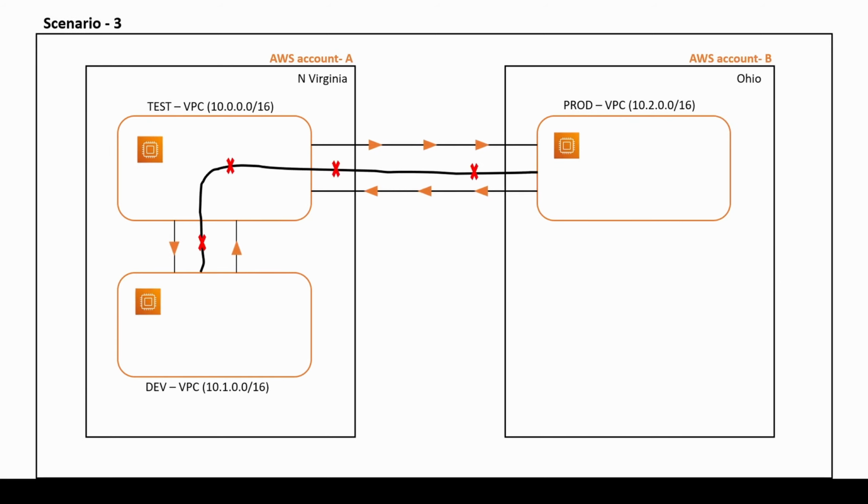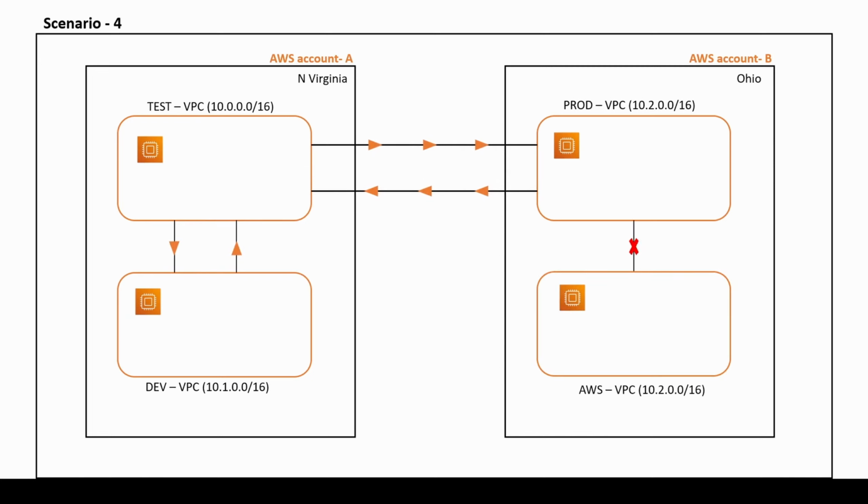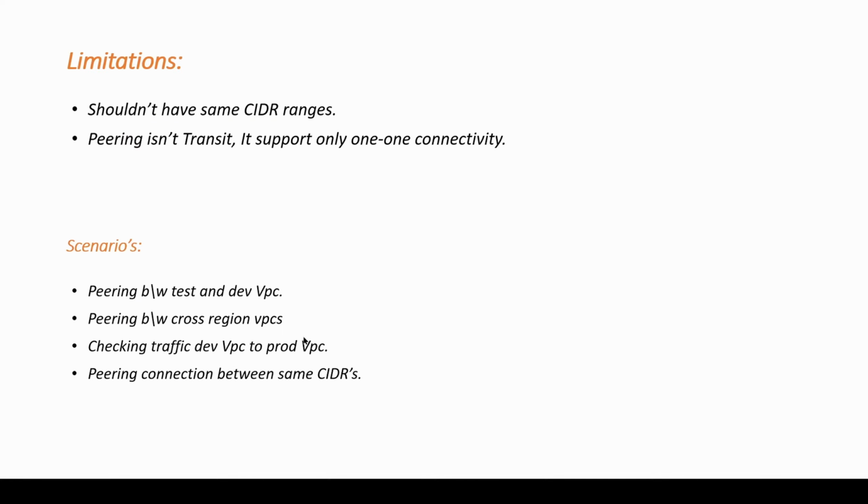And in the third scenario, we'll try to access the prod VPC server from the dev VPC. It should not work because peering connections won't work as a transit. In the fourth scenario, we'll try to establish the connection between the VPCs having the same CIDR ranges. Again, it should not work because both are having the same CIDR values. So we'll do these four scenarios hands-on in the AWS lab.